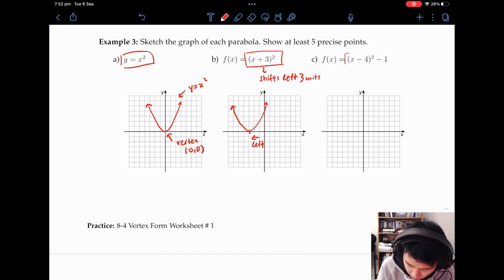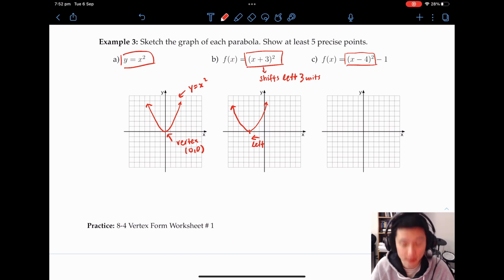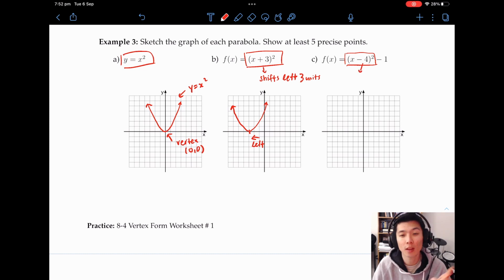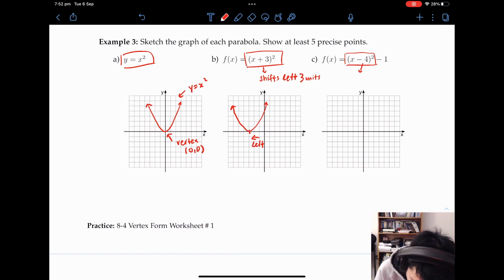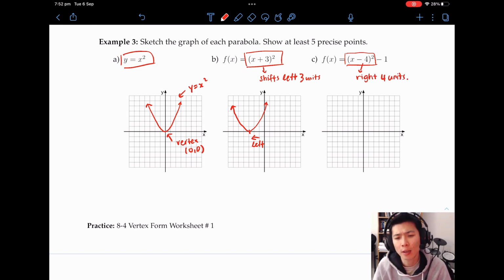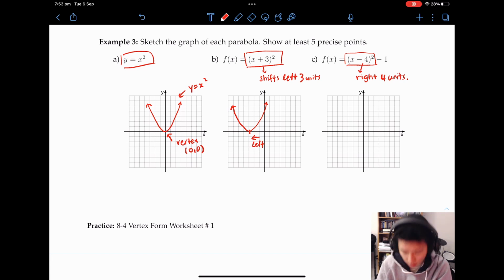Now, what about the one over here? Well, let's take it apart bit by bit. Let's just focus on the bracket. If the previous one was shifting to the left because it was plus, well, now it's -4. The opposite of minus is plus. So we're actually shifting to the positive side. We're shifting to the right by 4 units. And if you don't believe me, you can actually find the vertex. The vertex will be at 4, not -4. So it's been shifted to the right.